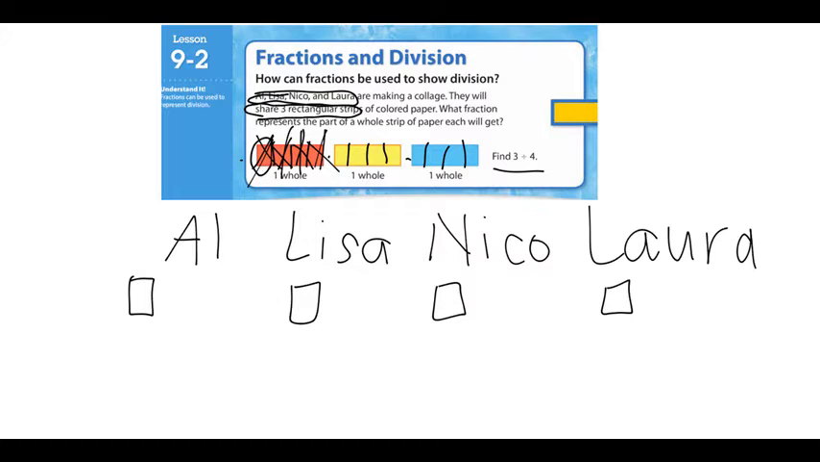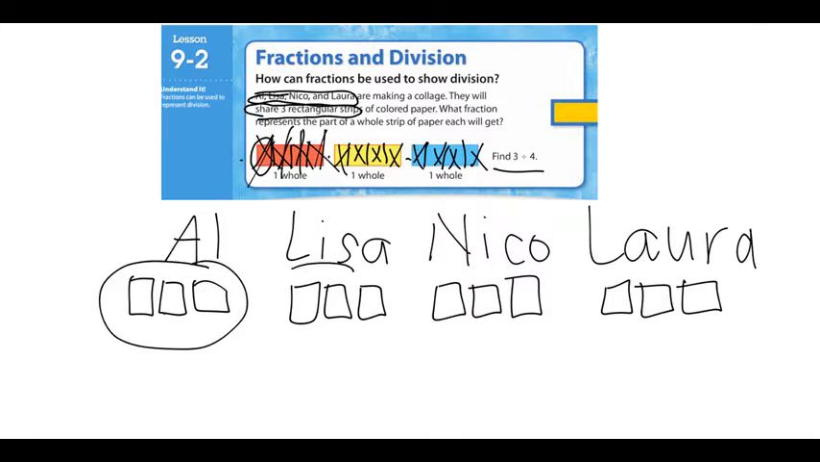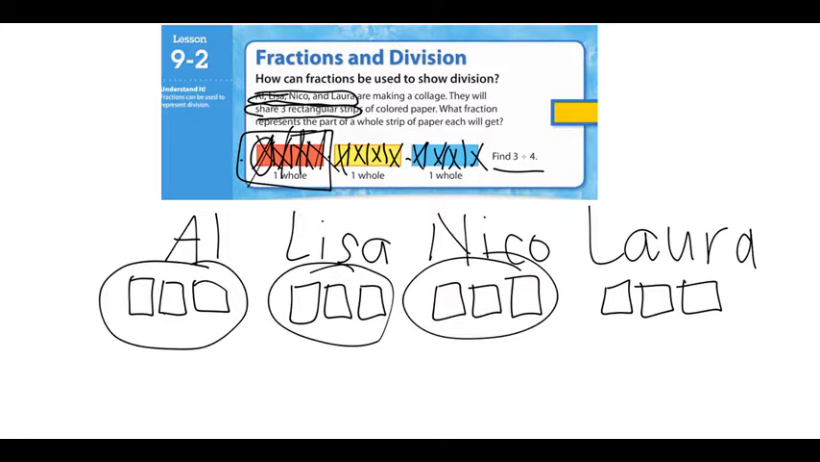Each person got 3, but it was 3 out of a total of 4 parts. So I know that 3 divided by 4, because we shared 3 wholes amongst 4 people, equals 3 out of 4 parts, or 3/4. So that's how you can see division as fractions, or fractions shown as division.